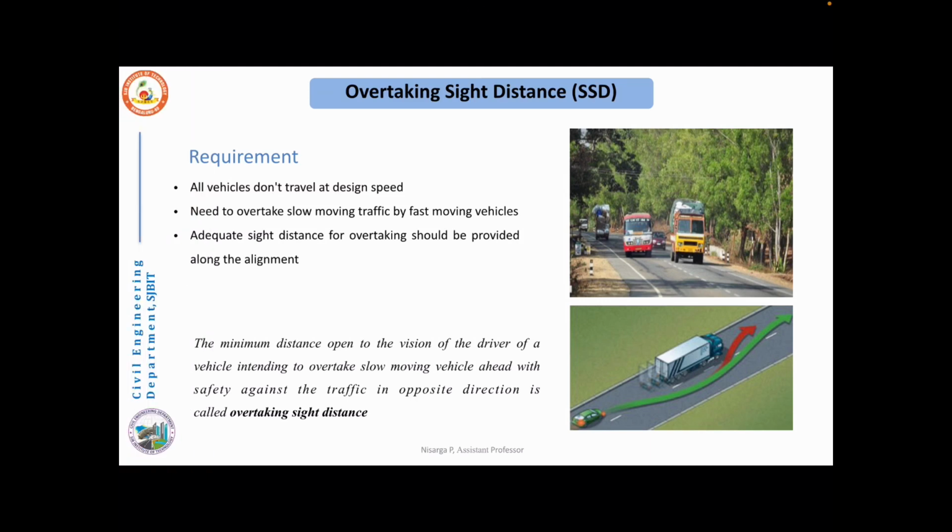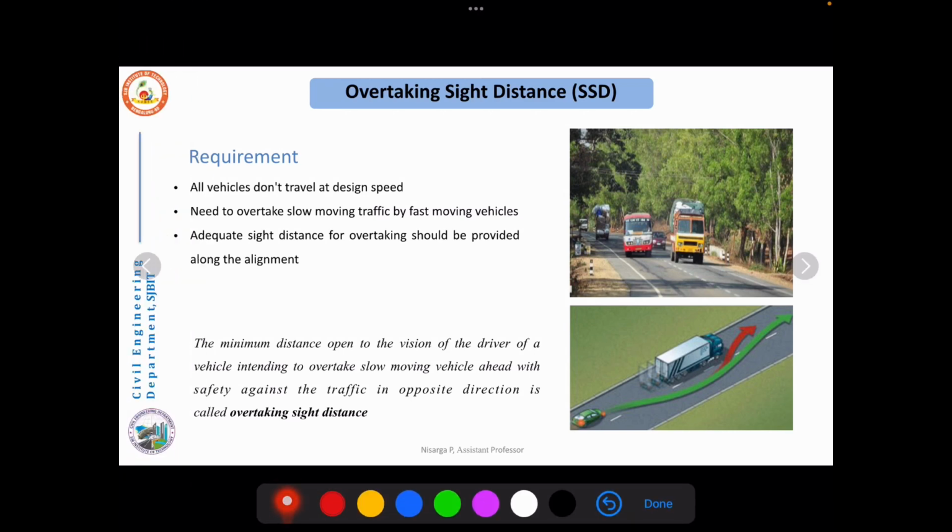Sometimes if any slow moving vehicle is encountered in front of you, it is very much essential for us to overtake the slow moving vehicle and proceed further. Now the adequate distance must be visible to the vehicle overtaking the slow moving vehicle before colliding with any vehicles in the opposite direction. Thus, the minimum overtaking sight distance visible ahead of the driver to safely overtake the slow moving vehicles, we call it the overtaking sight distance.